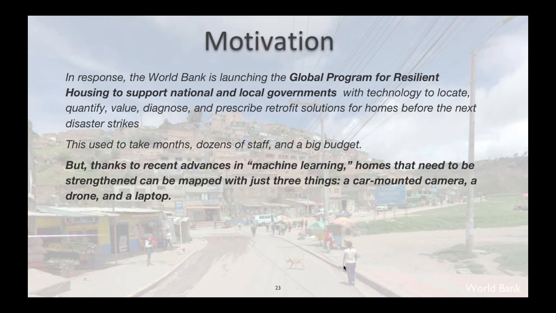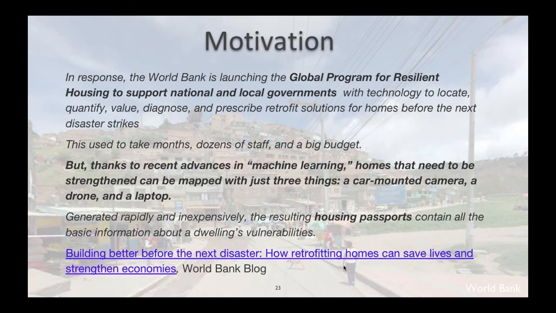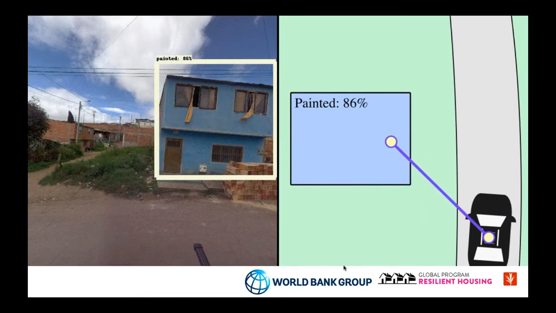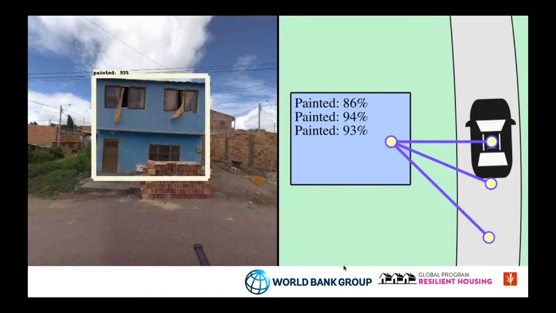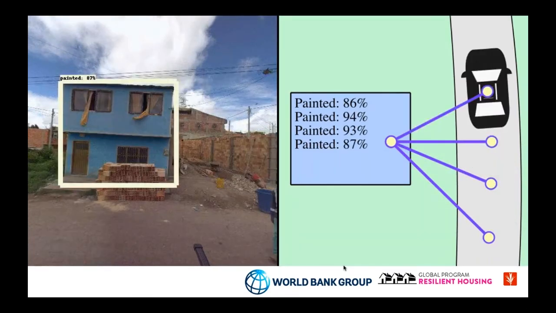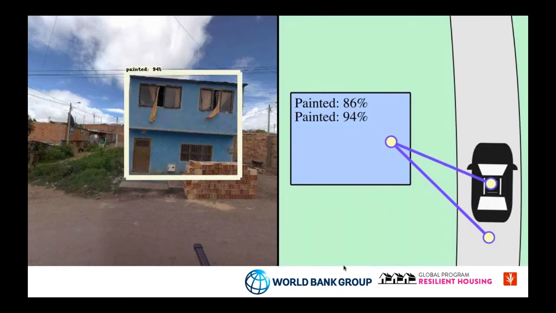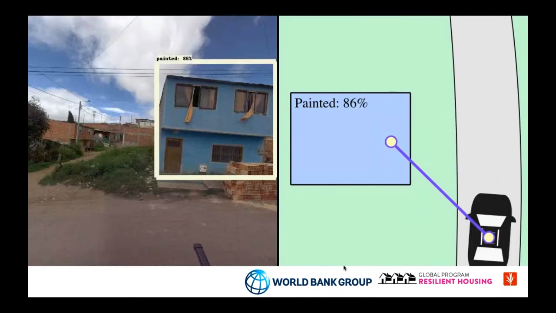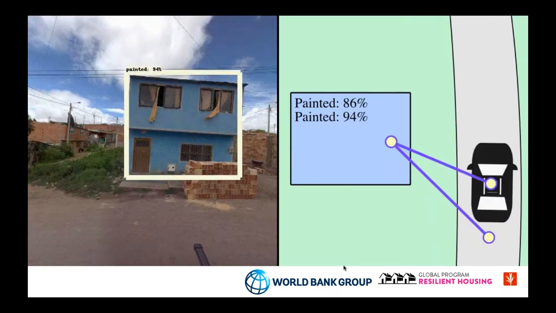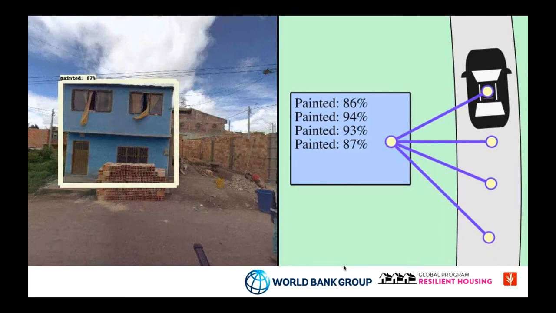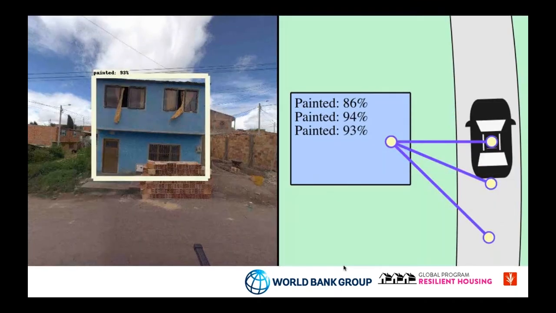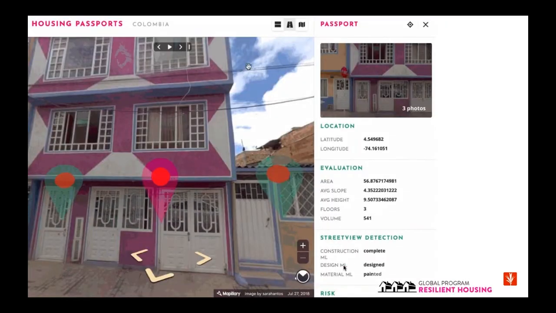This is a little animation of how this works. A drone mounted on a car is driving by this house, and as it goes, it identifies if it's painted or not painted with a certain amount of confidence. These images that the drone is collecting result in this passport. You can see on the right-hand side all the information that's being gathered and provided back in this tool.